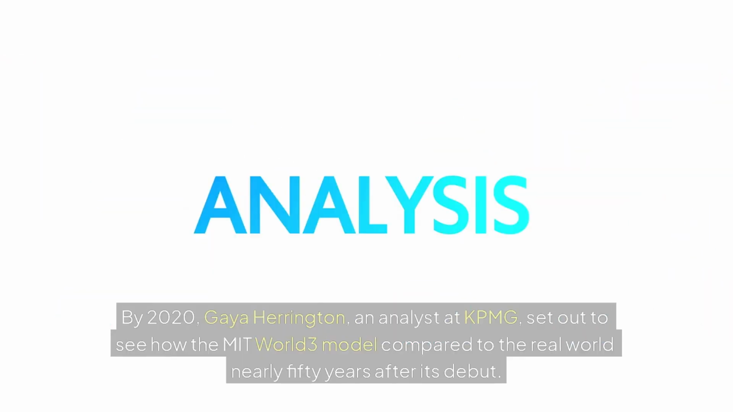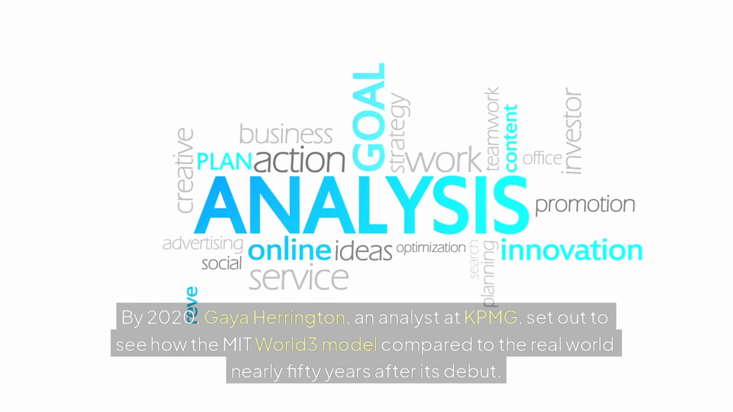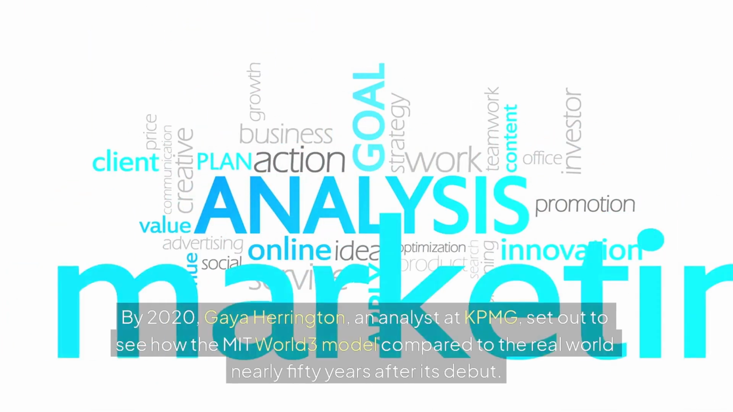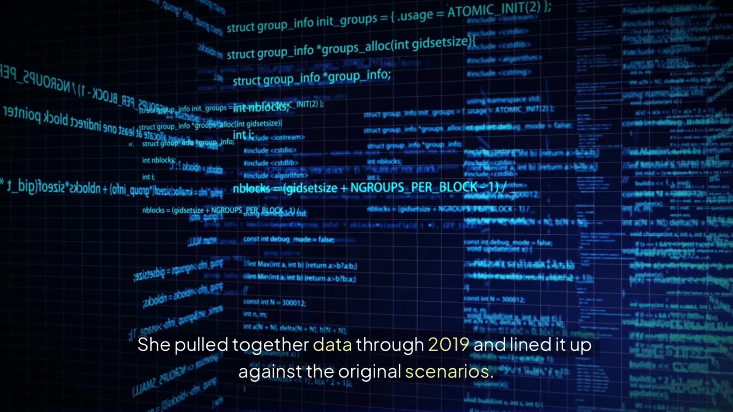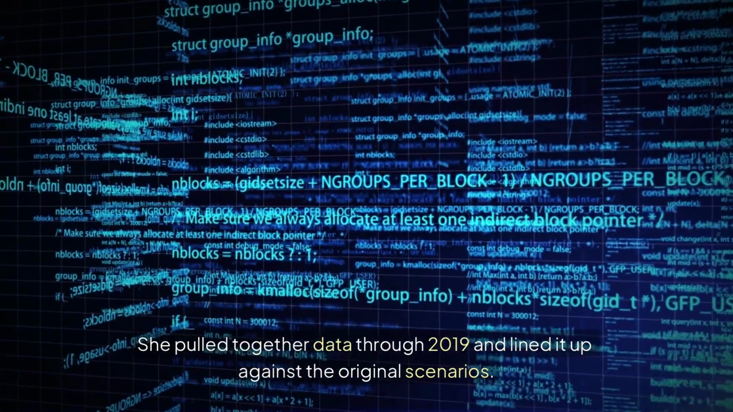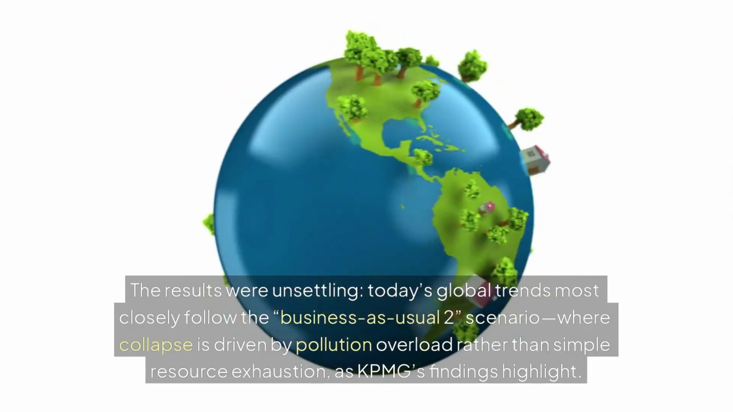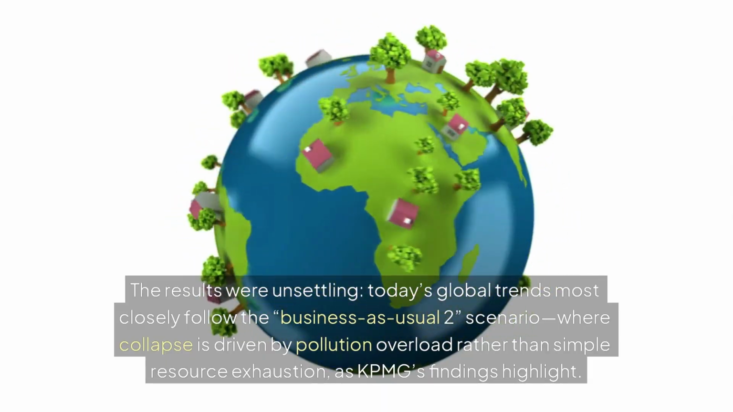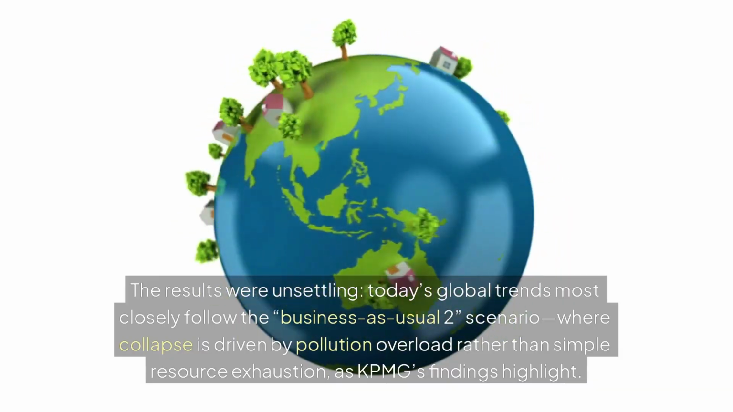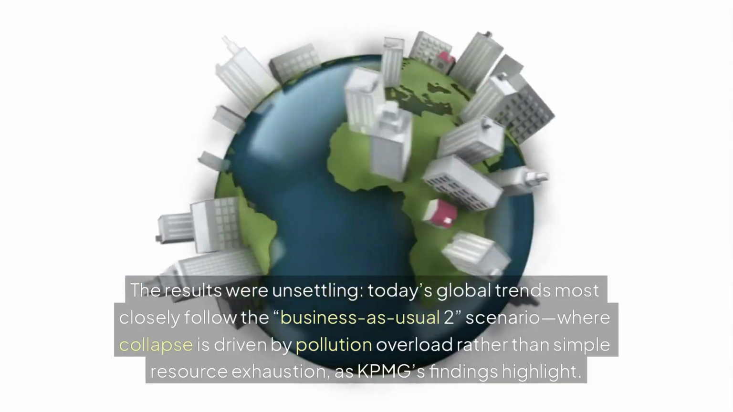By 2020, Gaya Harrington, an analyst at KPMG, set out to see how the MIT World 3 model compared to the real world nearly 50 years after its debut. She pulled together data through 2019 and lined it up against the original scenarios. The results were unsettling. Today's global trends most closely follow the business-as-usual 2 scenario, where collapse is driven by pollution overload rather than simple resource exhaustion, as KPMG's findings highlight.